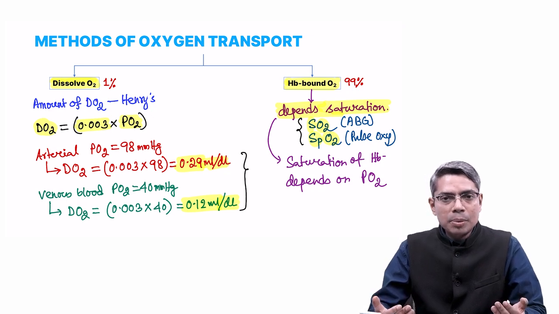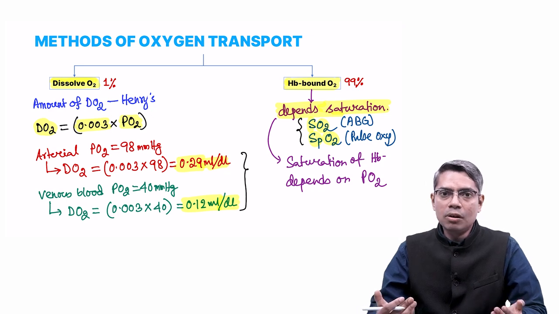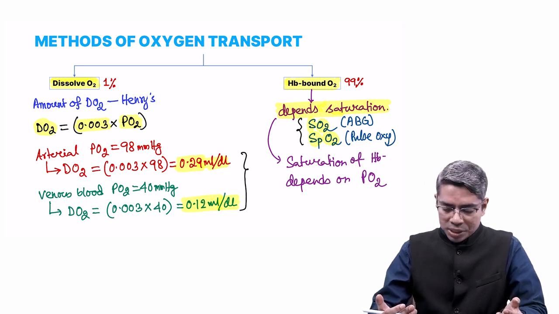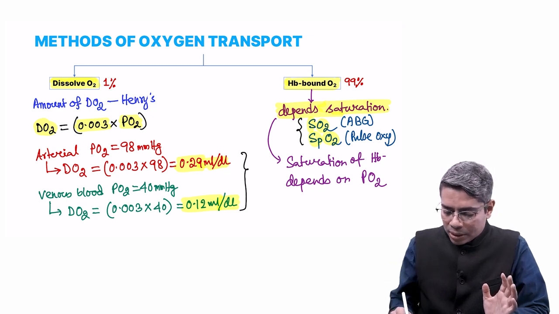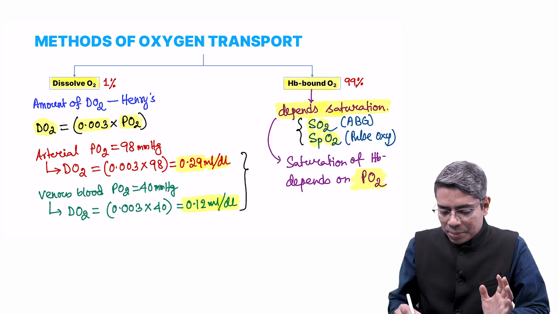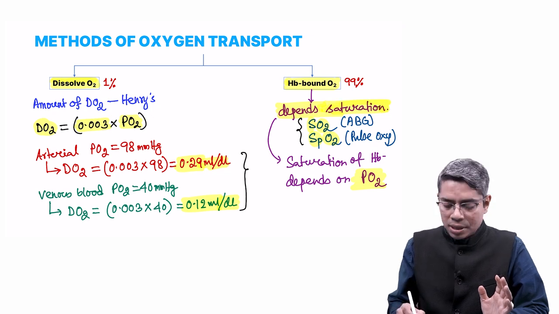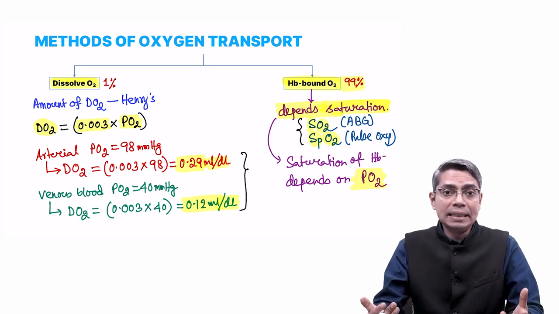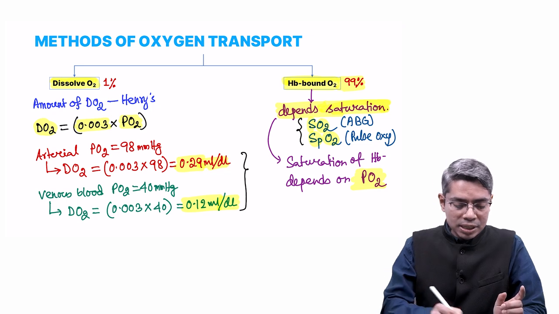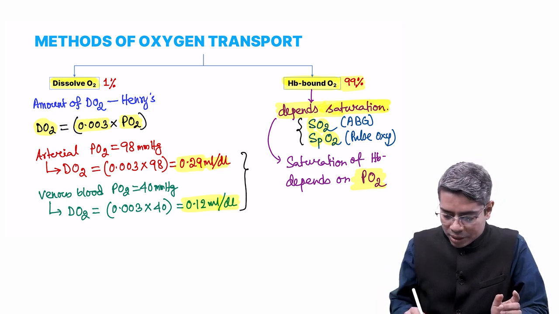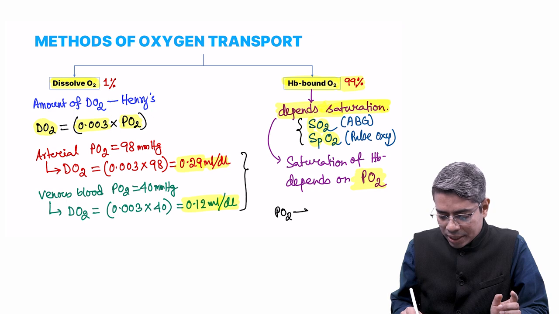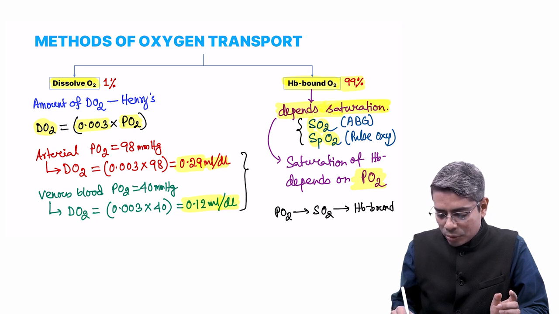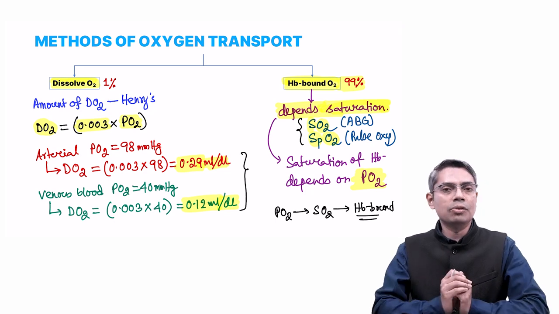It depends on what is the partial pressure of oxygen in the arterial blood or venous blood. Getting my point? So basically, so far we have understood that this partial pressure of oxygen is the determinant of the saturation, and saturation is the determinant of hemoglobin bound oxygen content. Very, very important thing you have to remember, that if the partial pressure of oxygen is changing, then the saturation is also going to change, and if the saturation is changing, then hemoglobin bound oxygen content is also going to change.